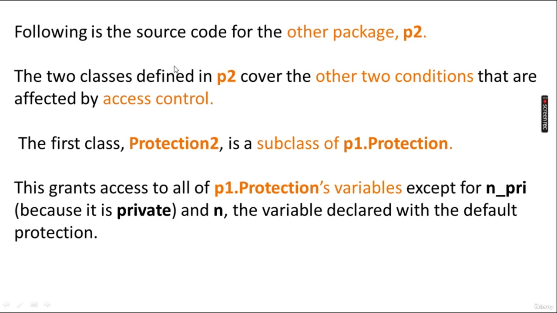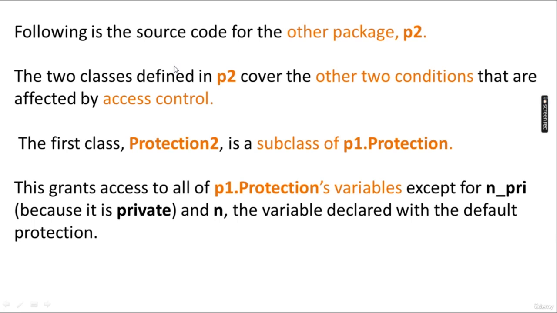The first class, protection 2, is a subclass of p1.protection. The protection class is written in package 1 and protection 2 is written in package 2, but protection 2 inherits p1.protection. This grants access to all of p1's protection variables because it is directly inheriting the class, except for the n private variable. And n, the variable declared with the default protection, is accessible outside the package also, but only to subclasses.